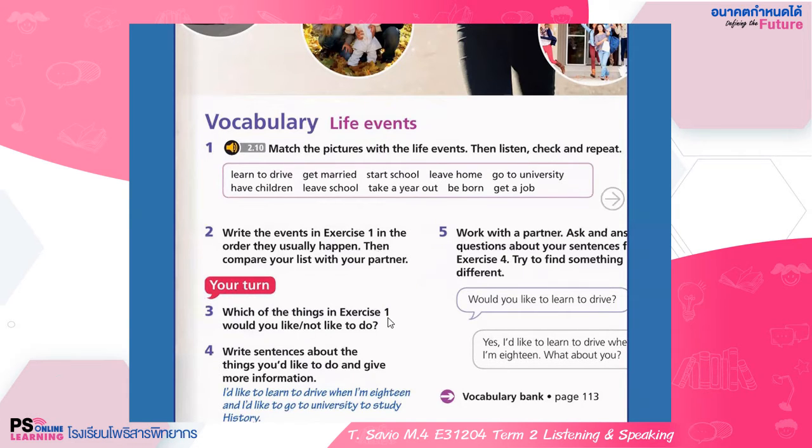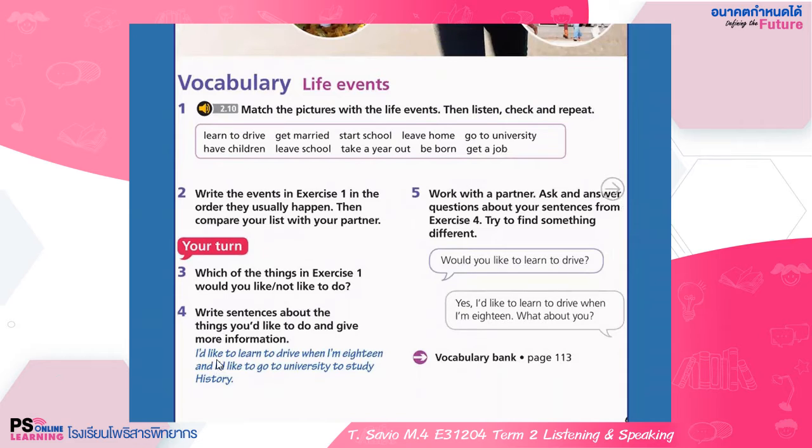Let's see exercise 3. Your turn. Which of the things in exercise 1 would you not like to do? So here you can think about life events that you would like to do at some point in your life, or you would not like to do. Exercise 4. Write sentences about the things you'd like to do and give more information. Example, I'd like to learn to drive when I'm 18, and I'd like to go to university to study history.